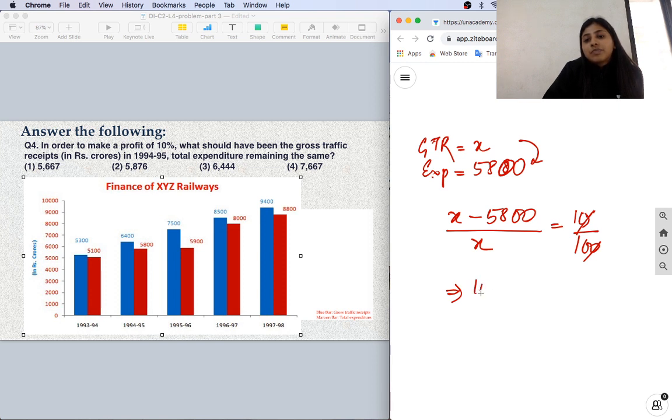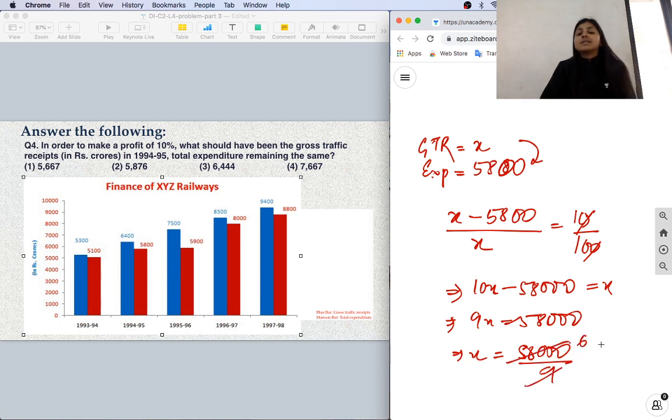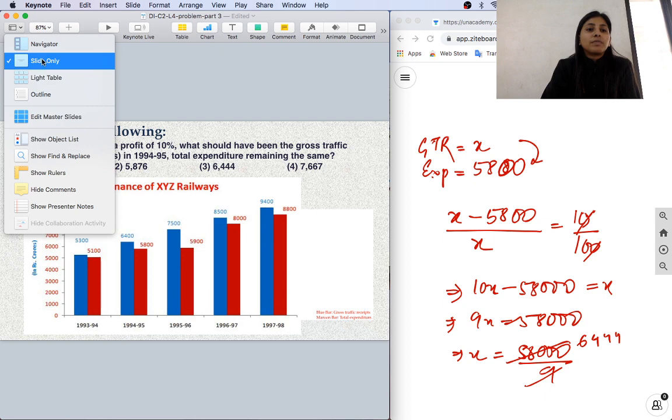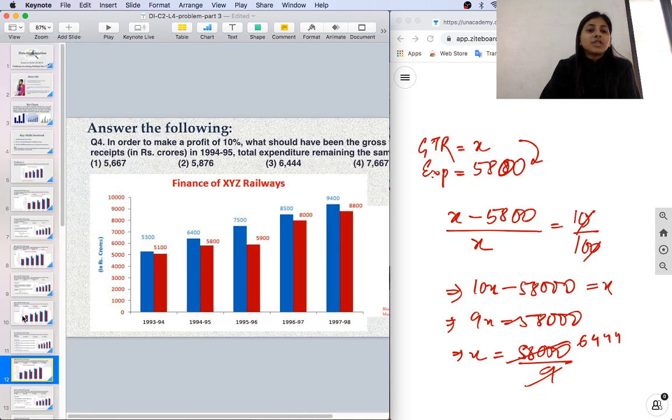Then what will be the value of X? It will be 10X minus 58,000 is equal to X, which gives 9X is equal to 58,000. So X is equal to 58,000 by 9. 9 6s are 54, then 40, 9 4s are 36, 9 4s are 36. So it's option 3, 6444. Okay, next question.